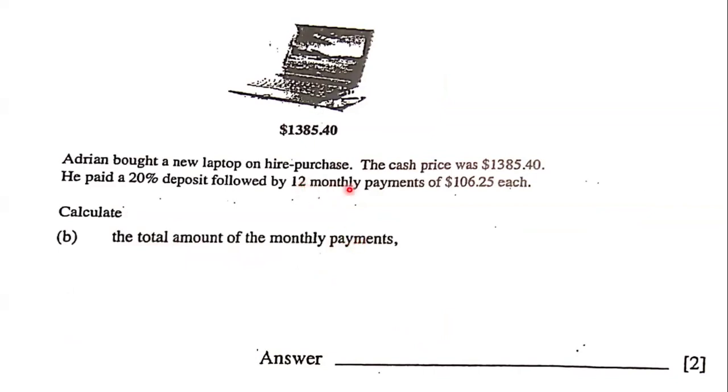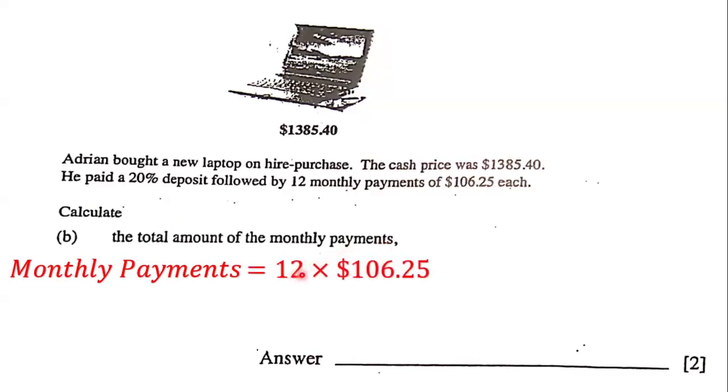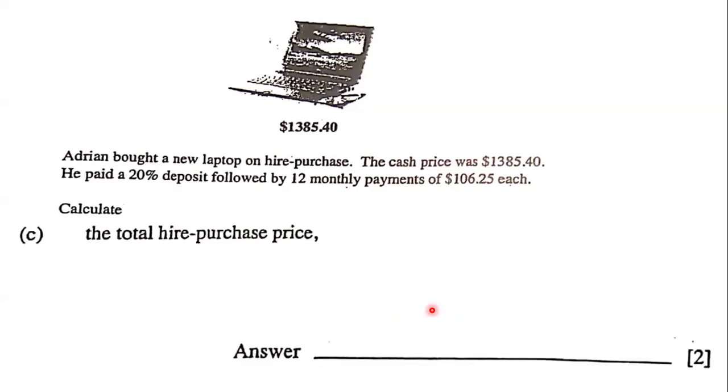Notice that there are 12 months, and during each month, you have to pay $106.25. Okay, so 12 months, and during each month, the person has to pay $106.25 each. And so in order for us to figure out the total monthly payments, we're going to say 12 multiplied by $106.25, which gives us $1,275. And so that's going to be the total amount of the monthly payments, $1,275.